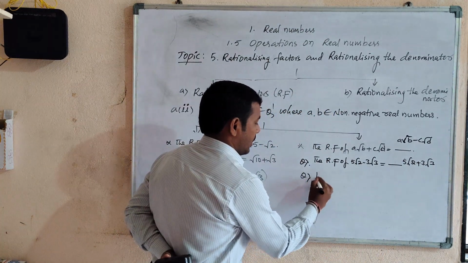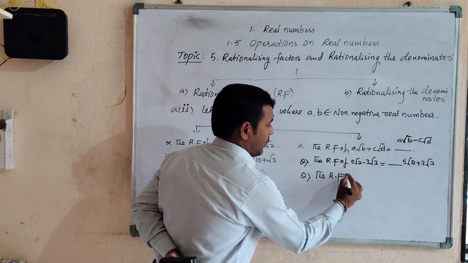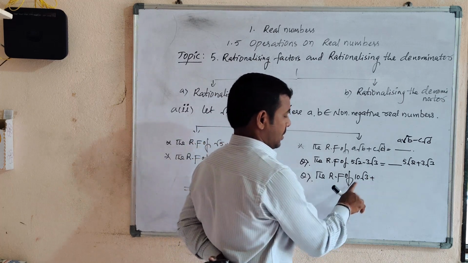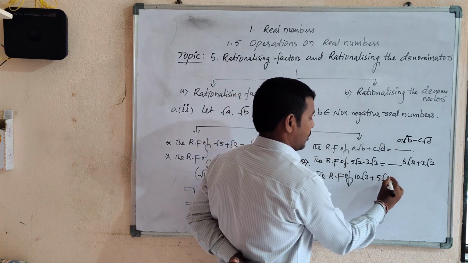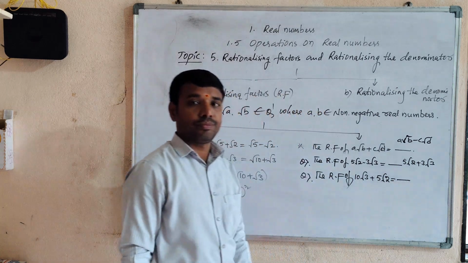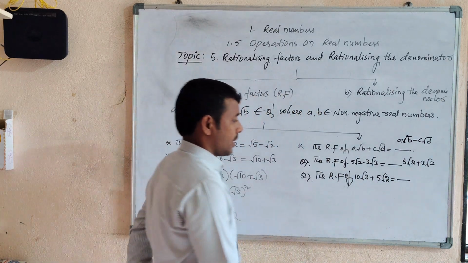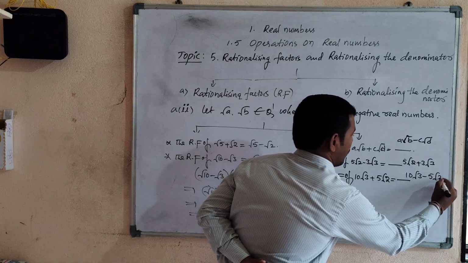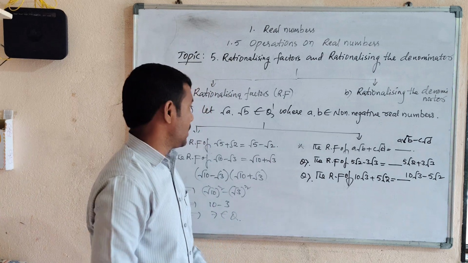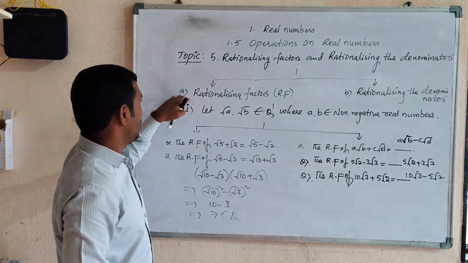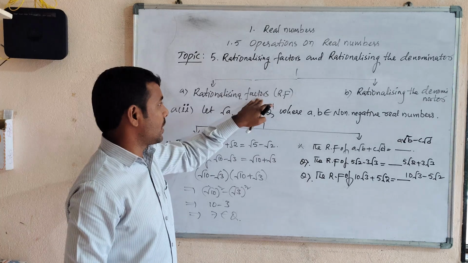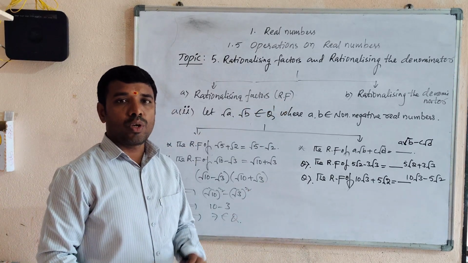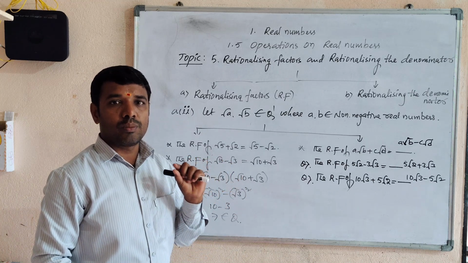One more question. The rationalizing factor of 10 into root 3 plus 5 into root 2. What is this answer? Okay. The answer is 10 into root 3 minus 5 into root 2. Now students, I think there are no doubts about this one. What is that? Rationalizing factors, RF for short. We discussed it a lot. If you have any doubt, post your doubts in my comment box.